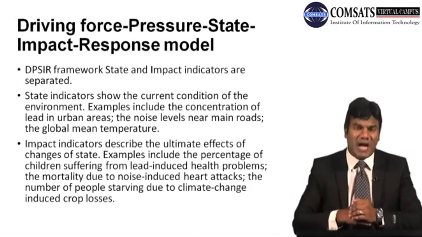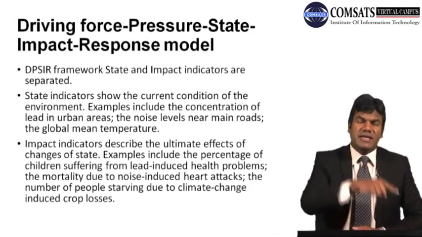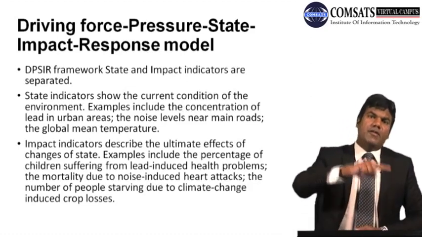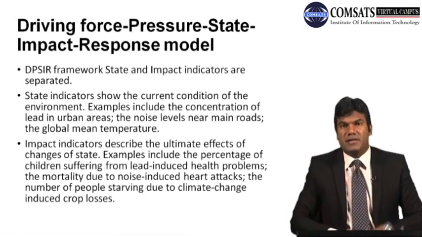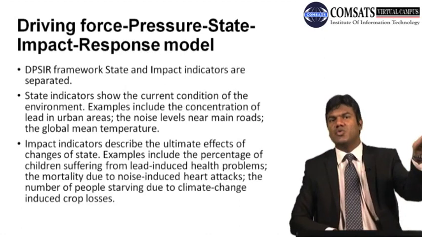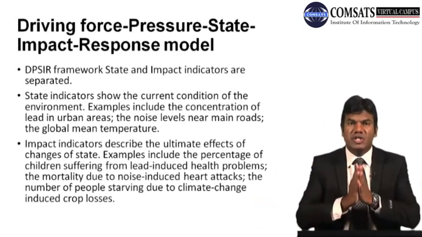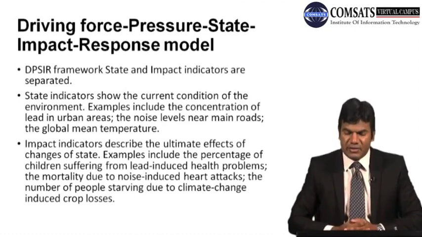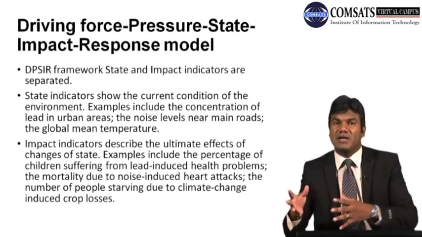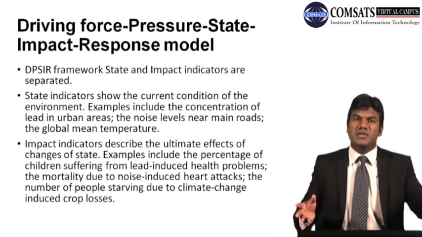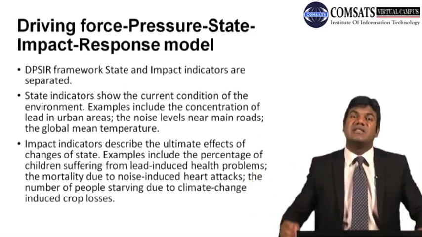Now let's see what the impact indicators are. The state indicator was that the level of lead is increasing. On the other side, let's look at its impact indicator. When the level of lead increased, what will happen to people? Children are suffering from lead induced health problems. Children started falling sick more. So that is the impact. What was the state? The situation was that lead is increasing. Now what was its impact? That the number of children getting sicker.